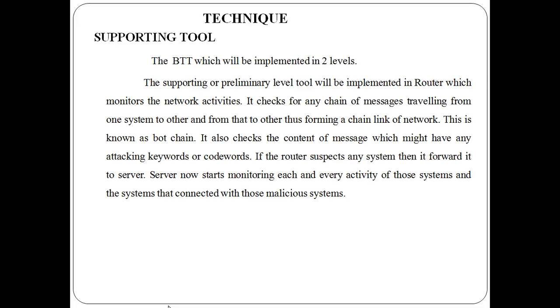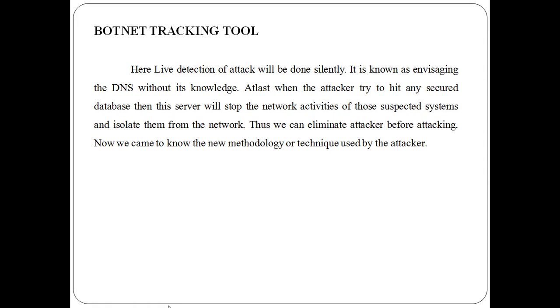It also checks the content of the message, which might contain attacking keywords or code words. If the router suspects any system, then it forwards it to the server. The server now starts monitoring each and every activity of those systems, and of the systems connected with those malicious systems. Botnet tracking tool. Here, live detection of attack will be done silently. When an attacker tries to hit any secure databases, this server will stop the network activities of those suspected systems and isolate them from the network.